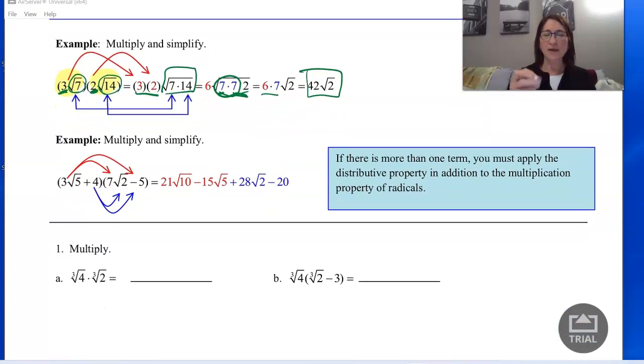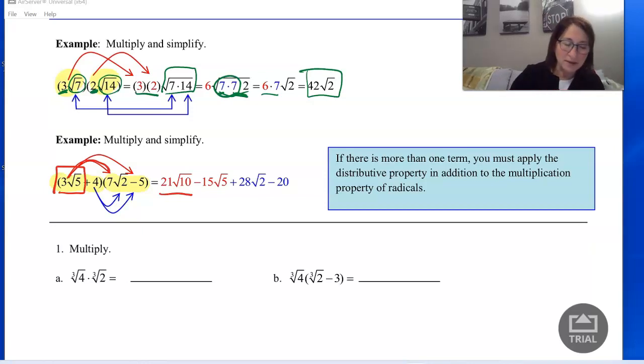Now, what if we are looking at a binomial times a binomial, and within those terms inside of the binomials, we've got radicals? Doesn't matter. We're going to apply the distributive property just like we have in the past. Okay, so we go ahead and start with this 3 root 5. And we first start by multiplying it by 7 root 2. That's where we get the 21 root 10. 7 times 3 is 21. 5 times 2 is 10.